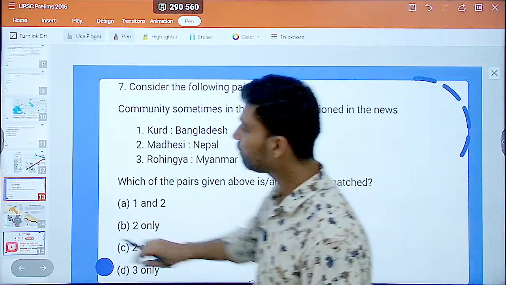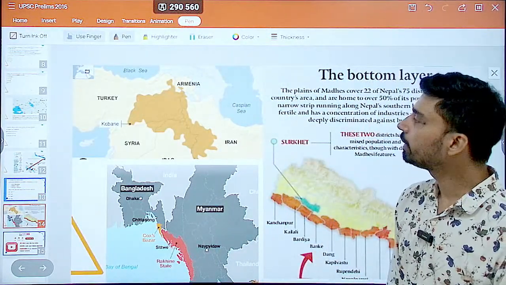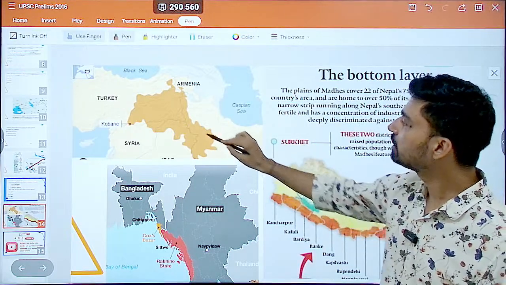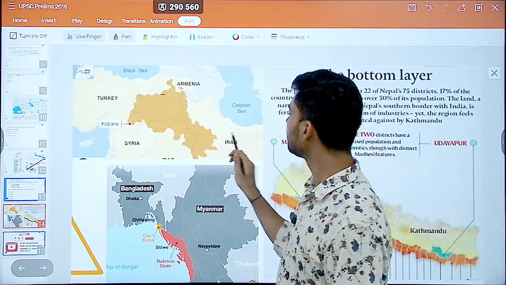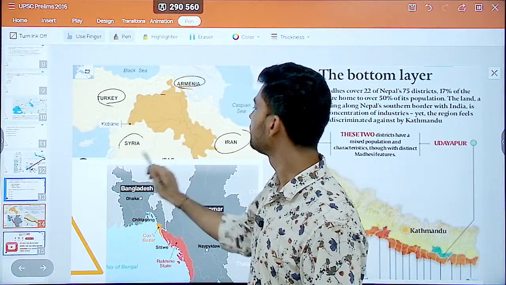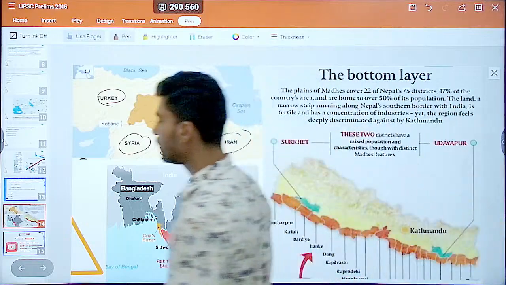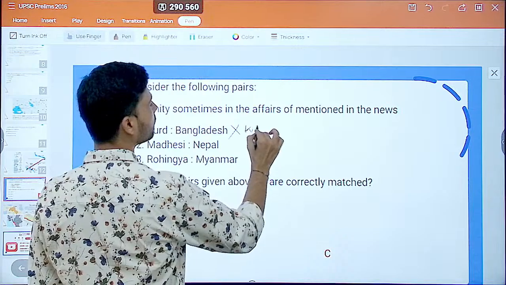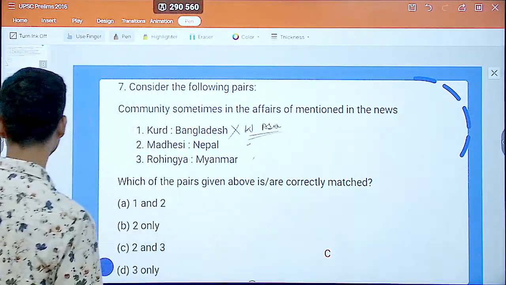If you look at each of these communities, Kurds are residing in the western part of Asia, spread over this brown region that you are seeing here, located in countries such as Iran, Armenia, Turkey, Syria and Iraq in the south. So obviously the first statement is incorrect. Kurds are not found in Bangladesh; rather, collectively we can say they are located in West Asia.